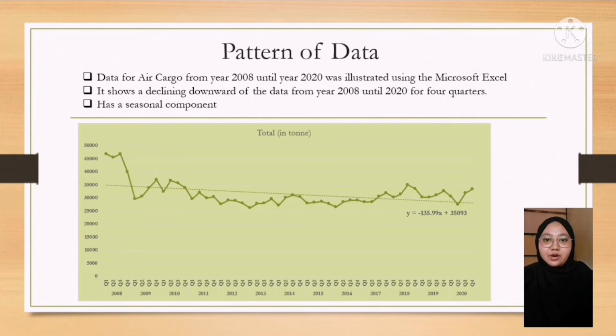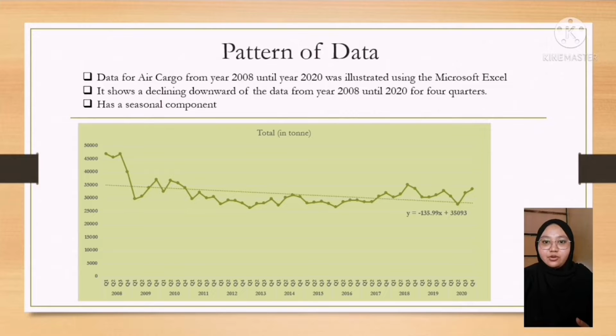Now I will explain about the pattern of the data. The data was collected from the air cargo handled by PIA. So we want to analyze the components of the data. There are four main types of component, which are irregular, cyclical, trend, and also seasonal.